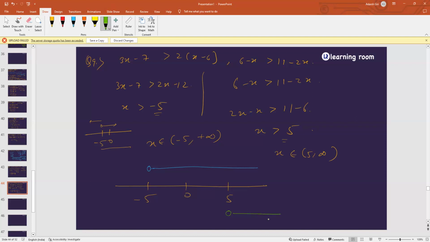What I have to do is find the common part. What is the common part from both of the equations? Exactly. So 5 to infinity is the common part. So my answer will be this. The net, resultant graph will be this. This will be the answer. Understood? So x belongs to 5 to infinity. Got it? Yes or no?